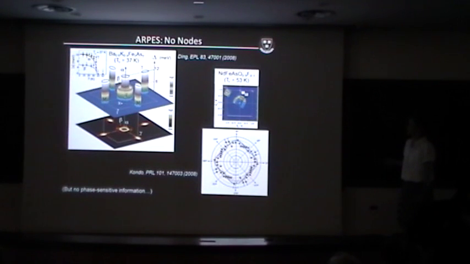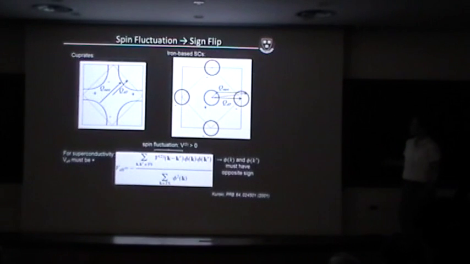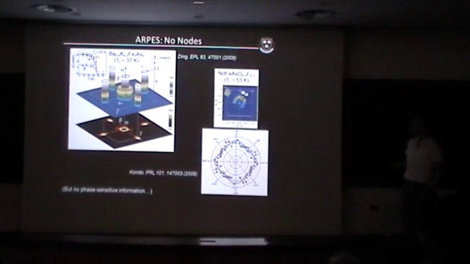So both of these two early experiments seemed to support this S plus minus pairing in which there are no nodes on any particular Fermi surface, but there might be a phase split between the Fermi surfaces. But ARPES cannot provide that phase-sensitive information of whether there's a phase split between the Fermi surfaces.